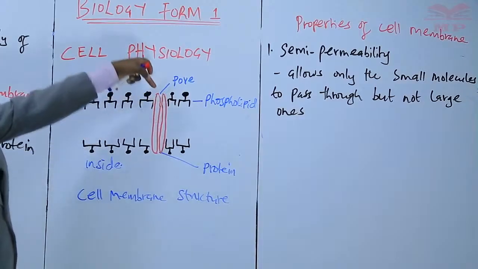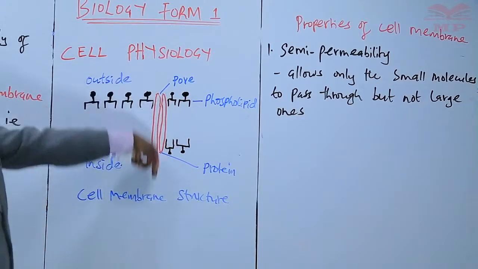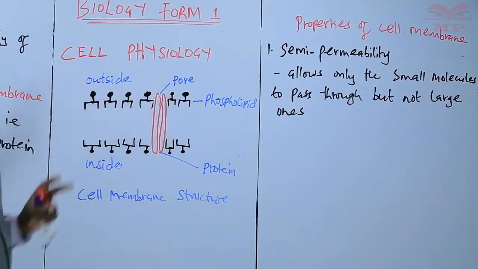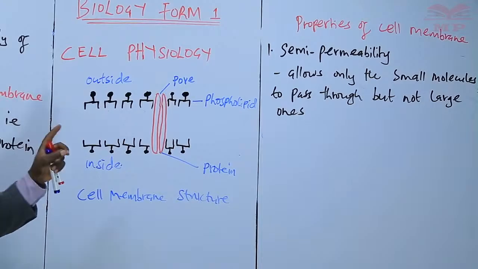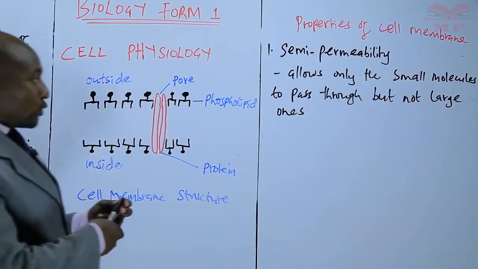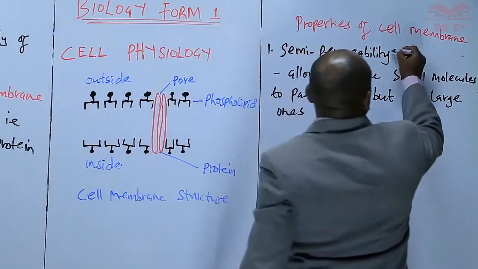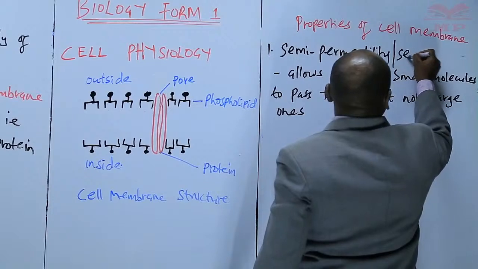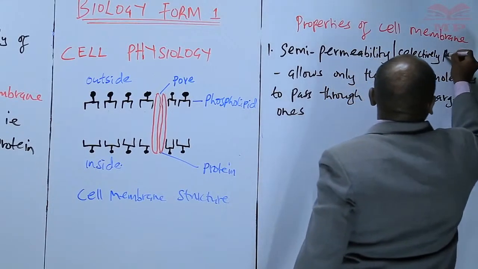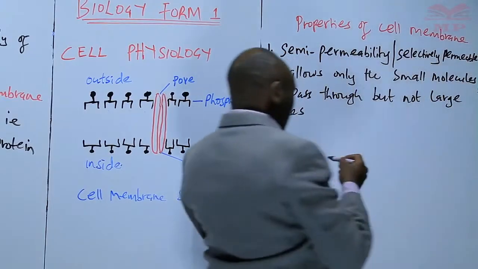If molecules are small enough to fit the pore, they can pass through, in and out. But if the molecules are large, they cannot pass. So we say that the cell membrane is semi-permeable, or we can say it's selectively permeable. It means the same thing.